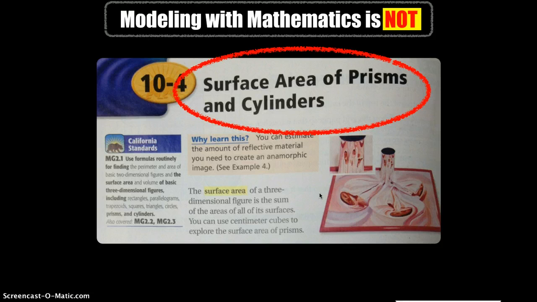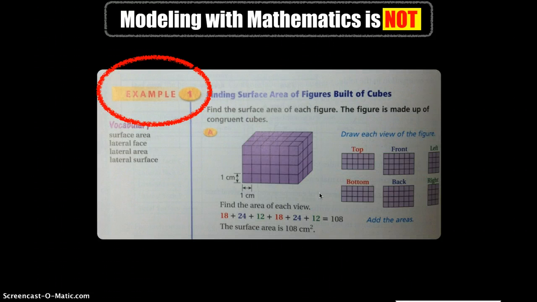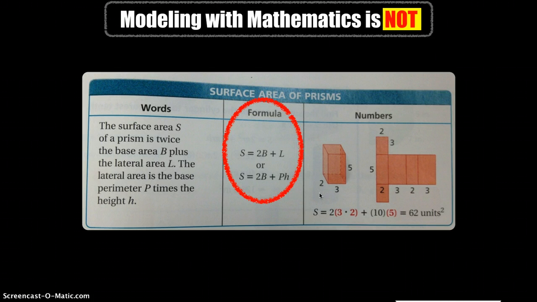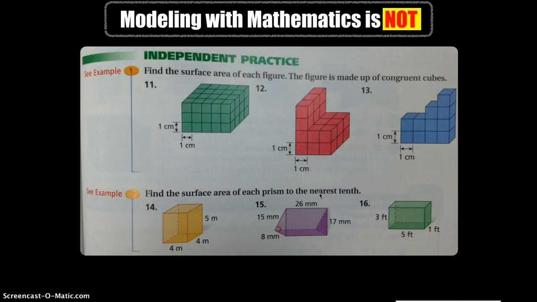This is what mathematical modeling is not. It's not opening up the textbook and saying, here's what we're going to learn today. It's not doing an example out of the textbook and just saying, here's a formula, remember it, and use it. So now go practice, and if you get stuck, hey, go back and just visit that example you didn't get the first time. Okay? Here's what it is.